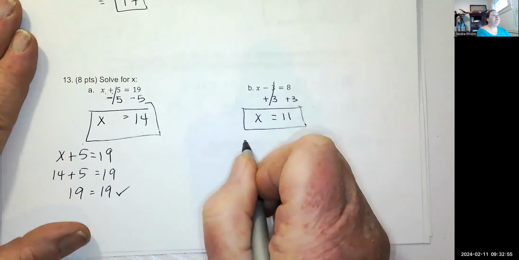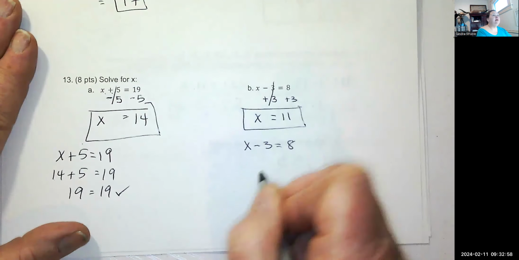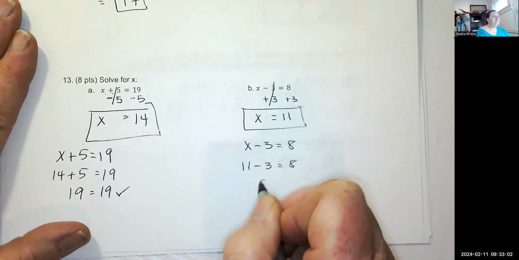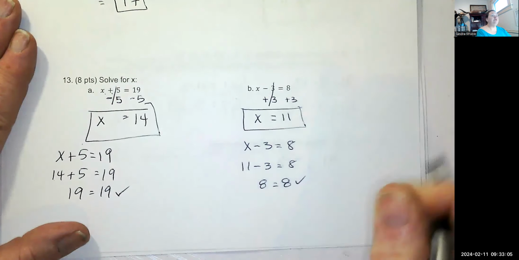Again, let's check ourselves. I'm going to take the x minus 3 is equal to 8, plug in the 11 I got, and make sure they equal. And they do. So we're good.